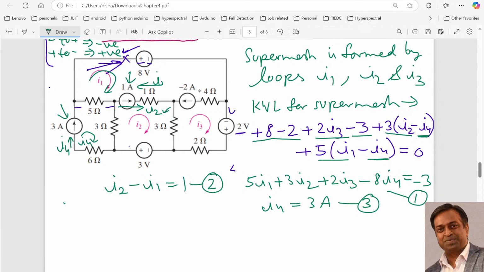And for the fourth equation, if you look at this current source minus 2 ampere, over here two currents are there.